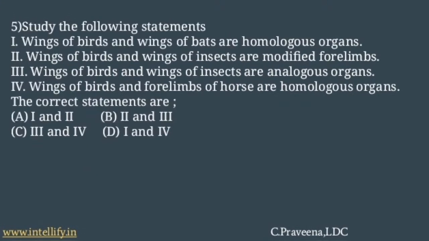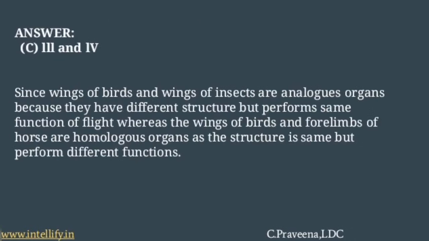Now the fifth question is, study the following statements. First, wings of birds and wings of bats are homologous organs. Second, wings of birds and wings of insects are modified forelimbs. Third, wings of birds and wings of insects are analogous organs. Fourth, wings of birds and forelimbs of horse are homologous organs. So the correct statements are C, third and fourth, since the wings of birds and wings of insects are analogous organs because they have different structure but perform the same function of flight, whereas wings of birds and forelimbs of horse are homologous organs as the structure is the same but they perform different functions. So the correct answer is C, third and fourth.